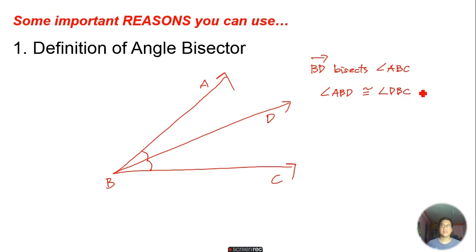So what is our reason? Our reason is simply the definition of angle bisector. Or if you want to use only one letter, that's okay: angle B is congruent to angle B. Still the reason is the definition of angle bisector. So again, an angle bisector bisects or divides an entire angle into two congruent angles.